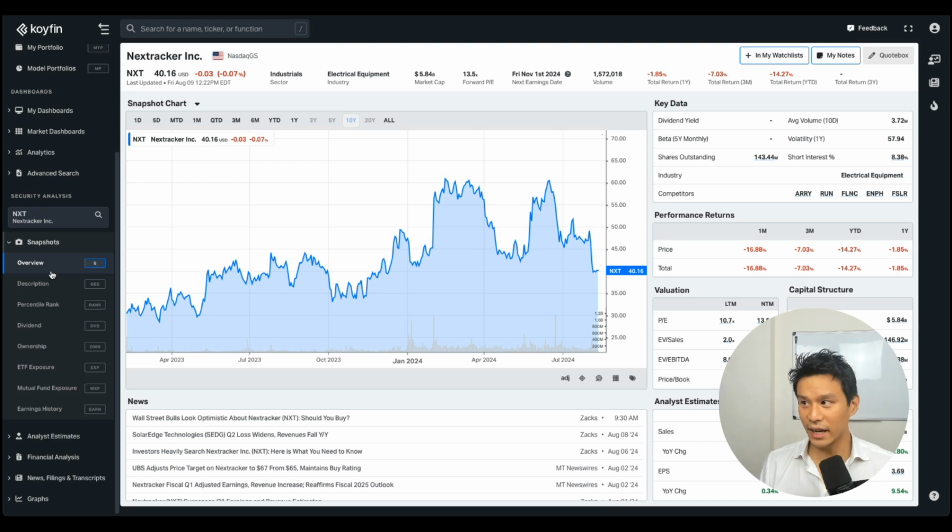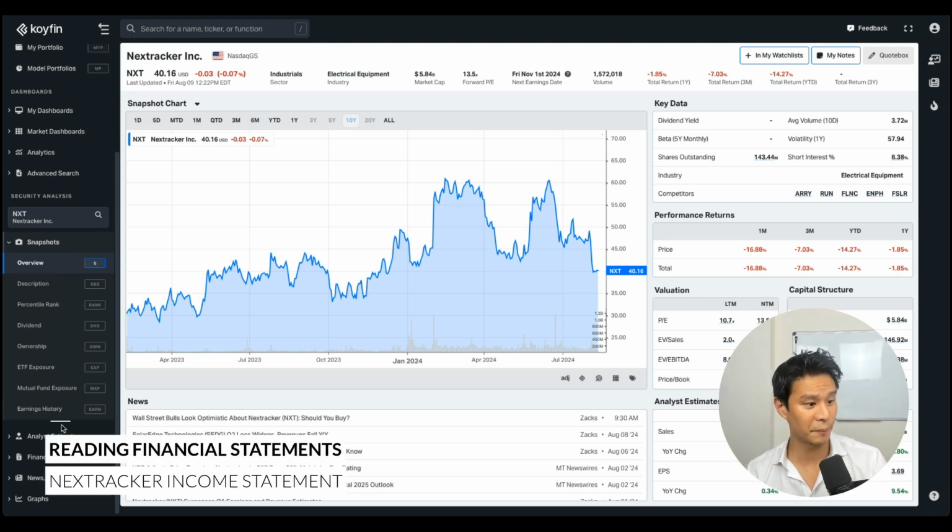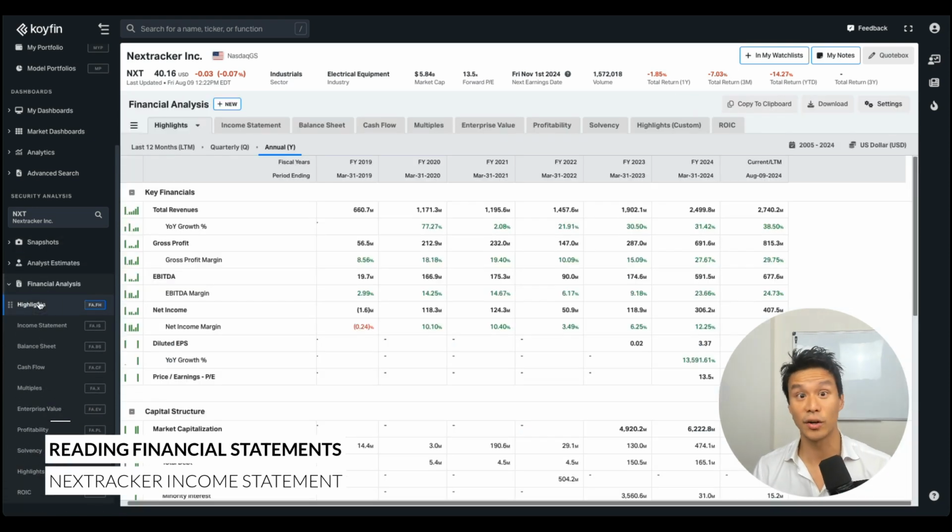This is Koyfin, and I like to use data terminals because I want to see all the historical data in one place, because then that gives me an idea of how the business is developing. So here's Nextracker. This is a solar company. I'm going to jump into the financial analysis section, and let's start off with the income statement.